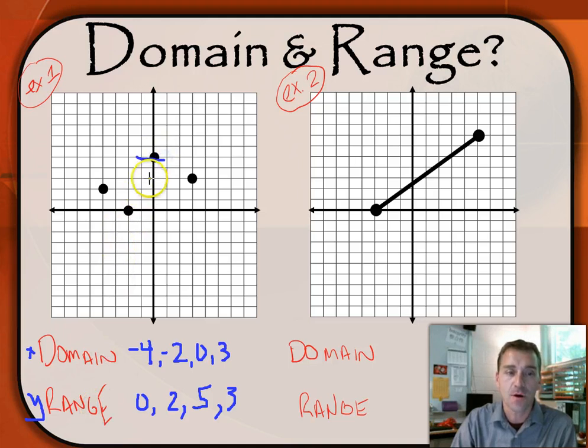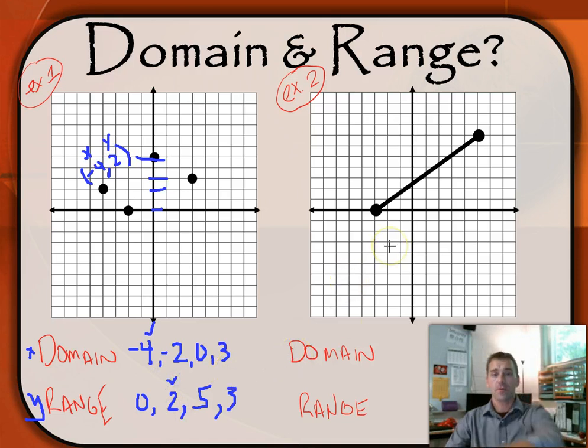All these guys. Right there's one. Right there's one. Right there's one. And of course, I'm talking about this ordered pair right here, which would be -4, 2. And now notice, this is an x, one of my input values, check. And this right here is one of my y's, one of my output values, range, check.